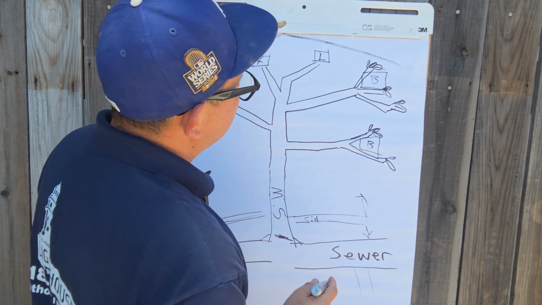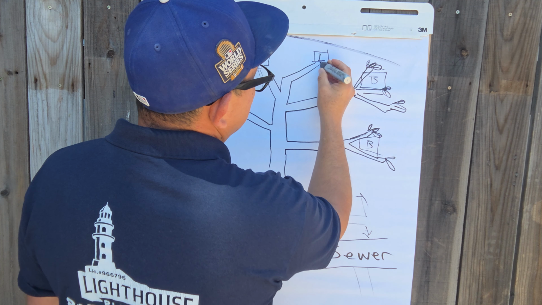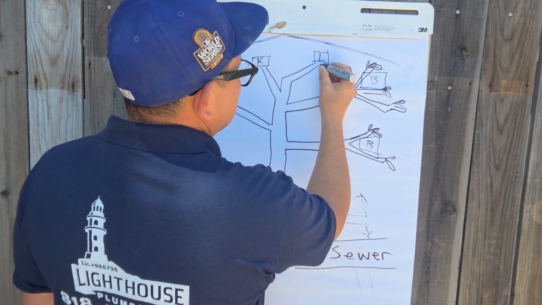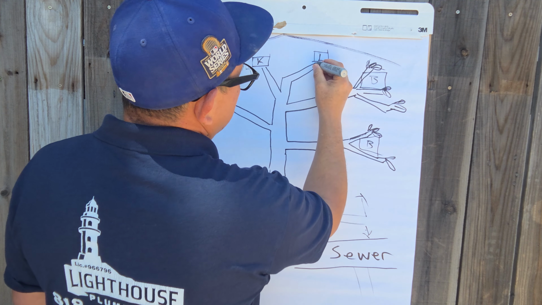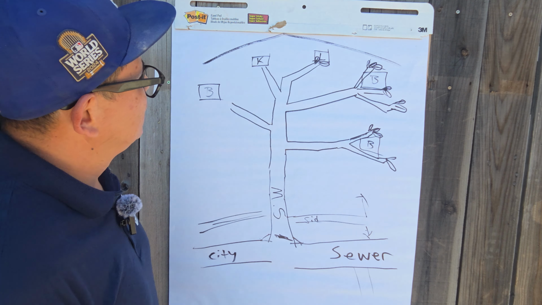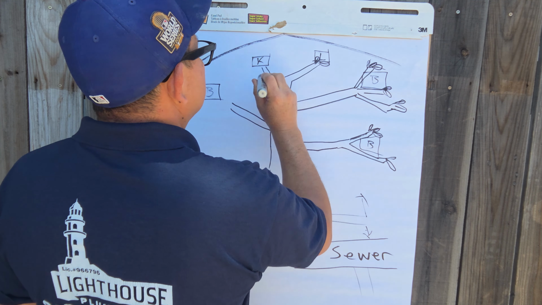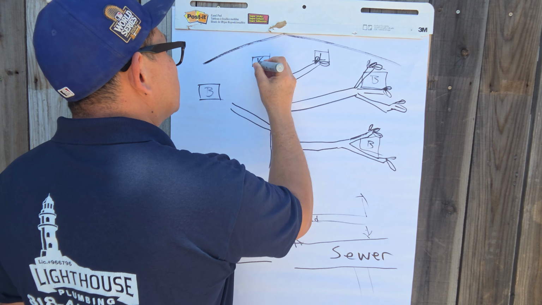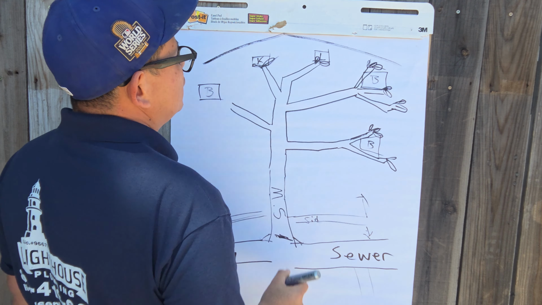We have your laundry right here. Normally it's a 2-inch pipe, and we're going to draw 2 leaves, so you know it's a 2-inch pipe. For your kitchen, normally it's also a 2-inch pipe. We're going to draw 2 leaves.